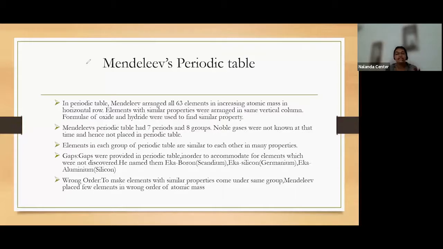Eka is from Sanskrit. You have to learn by heart what is Eka Boron, Scandium. Eka Silicon is Germanium. Eka Aluminium is Silicon. This is very important because these are very frequently asked questions.